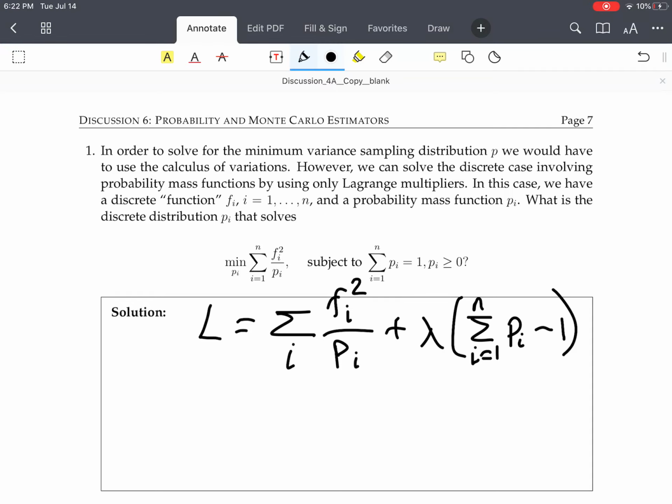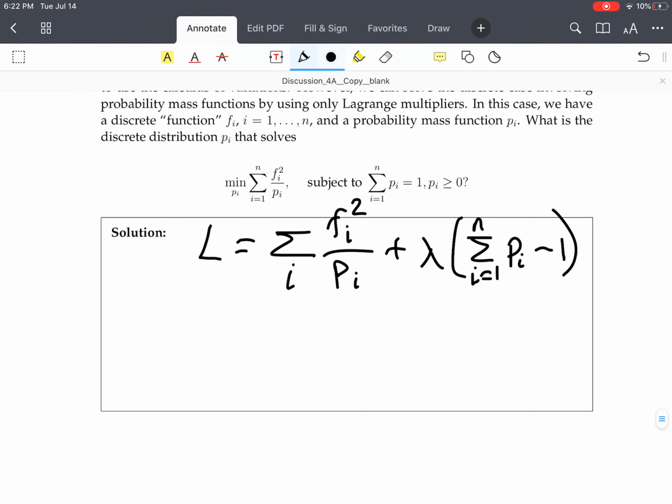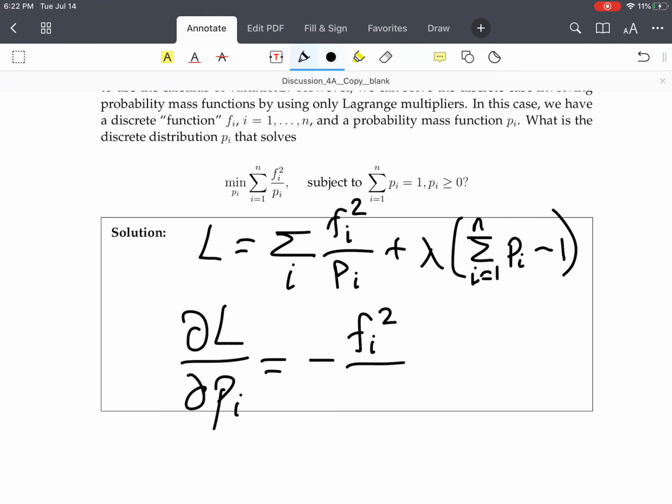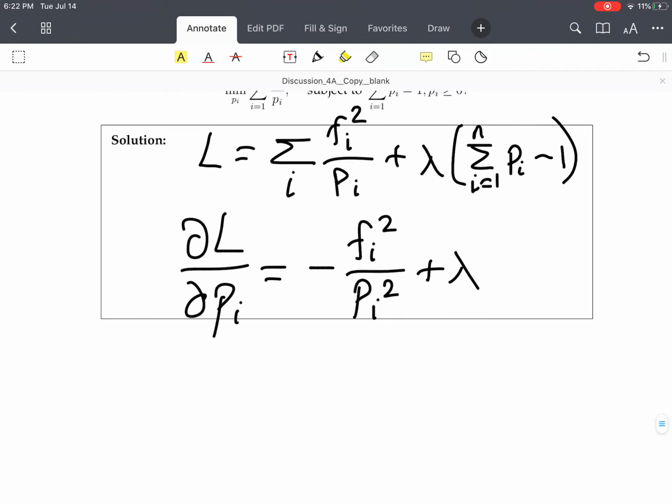So the derivative with respect to p of I, and it's a partial derivative because L is a function of multiple things. It's f and p. Okay, anyway, so what we're going to get is negative f of I squared over p of I squared plus lambda. Okay, so that's the partial derivative. And then we're going to keep going.